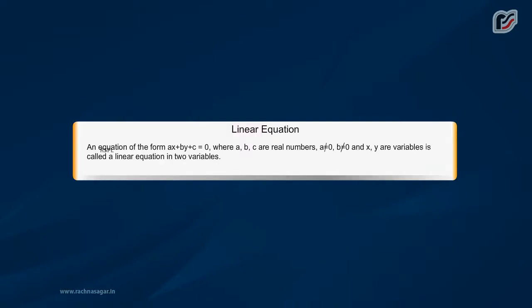Linear equation: an equation of the form AX plus BY plus C is equal to 0, where A, B, C are real numbers, A is not equal to 0, B is not equal to 0, and X, Y are variables, is called a linear equation in two variables.